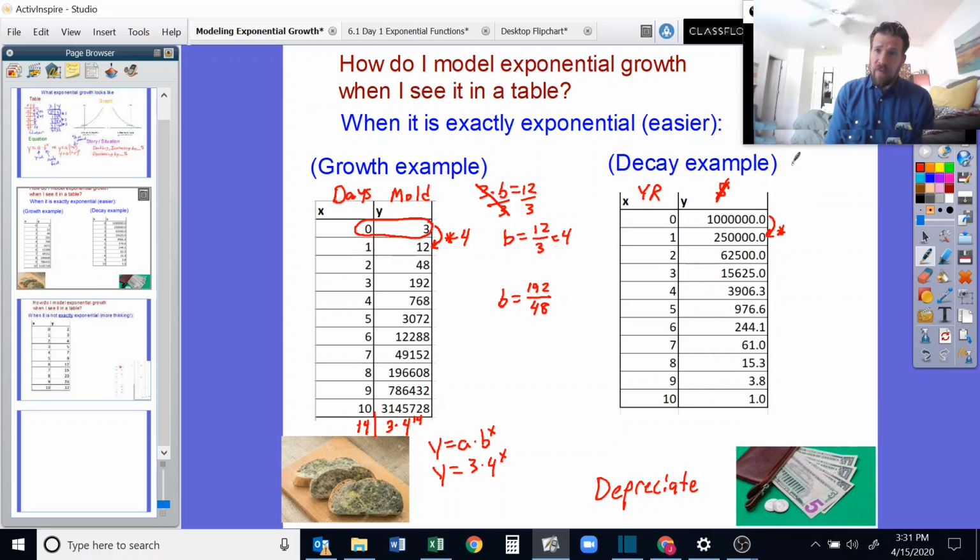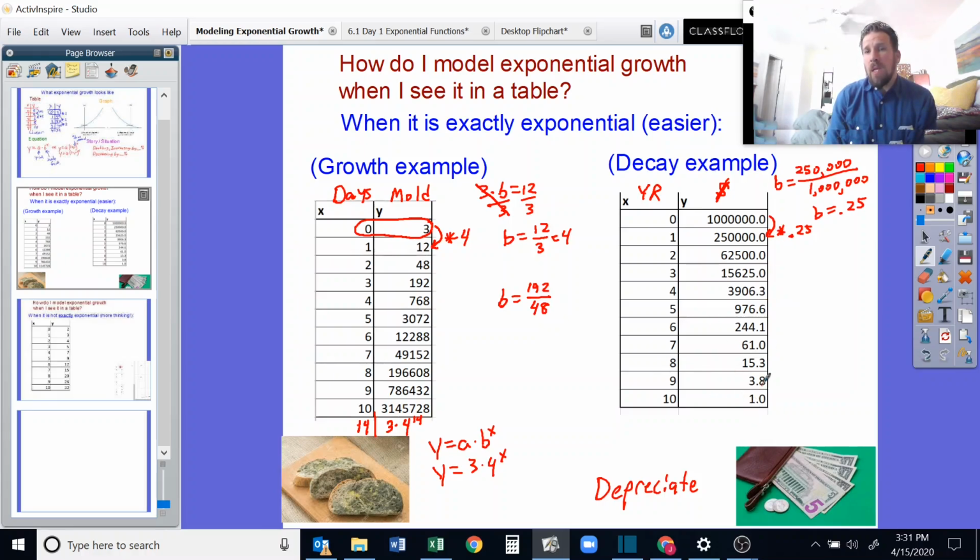This is 250,000. So I'm going to try to get this B up here. This is $250,000 divided by my original $1 million machine. And so this scale factor ends up being 0.25. And I think if you look at those numbers, if you take a minute and actually pause the video, you can do it yourself. Take each of these numbers and multiply it by 0.25, and you're going to get that next value.